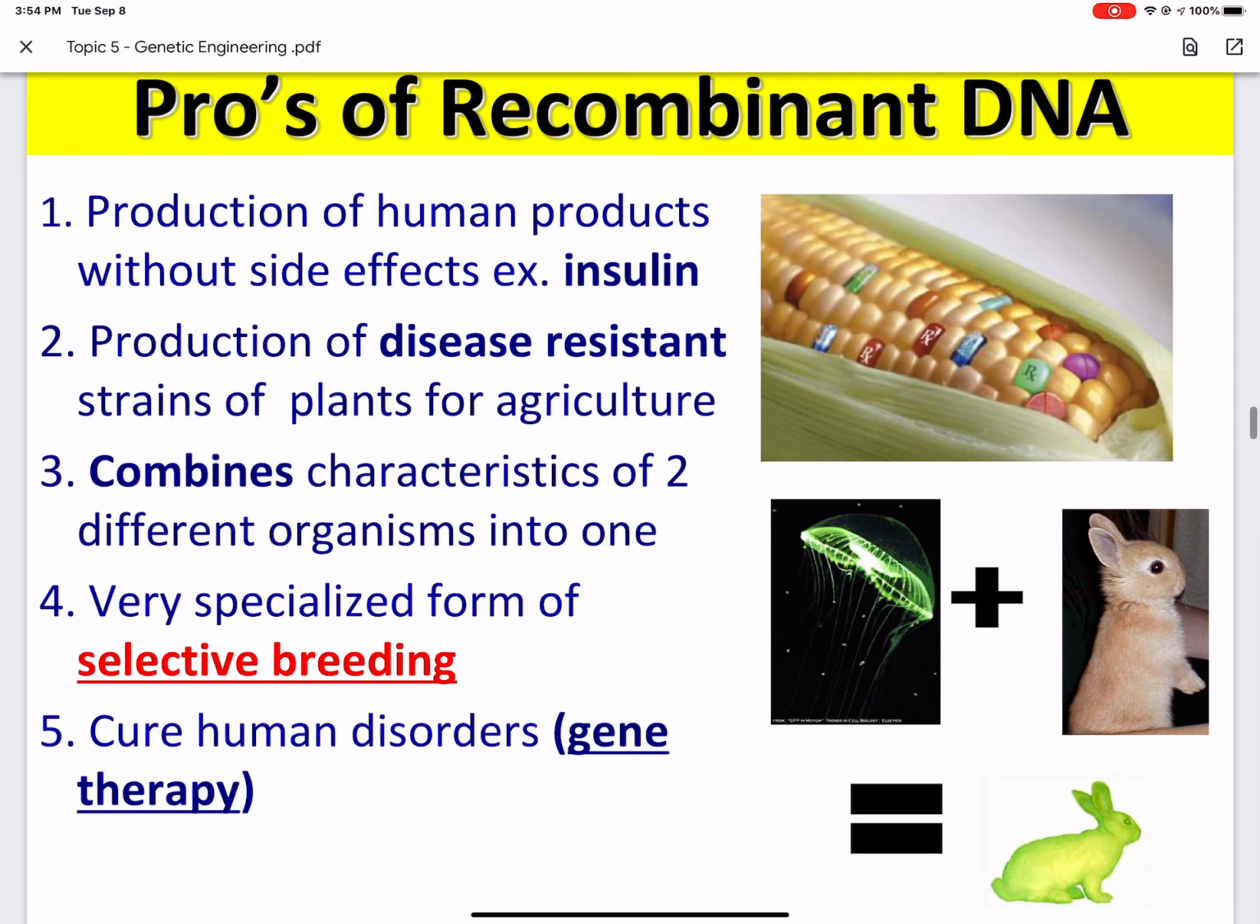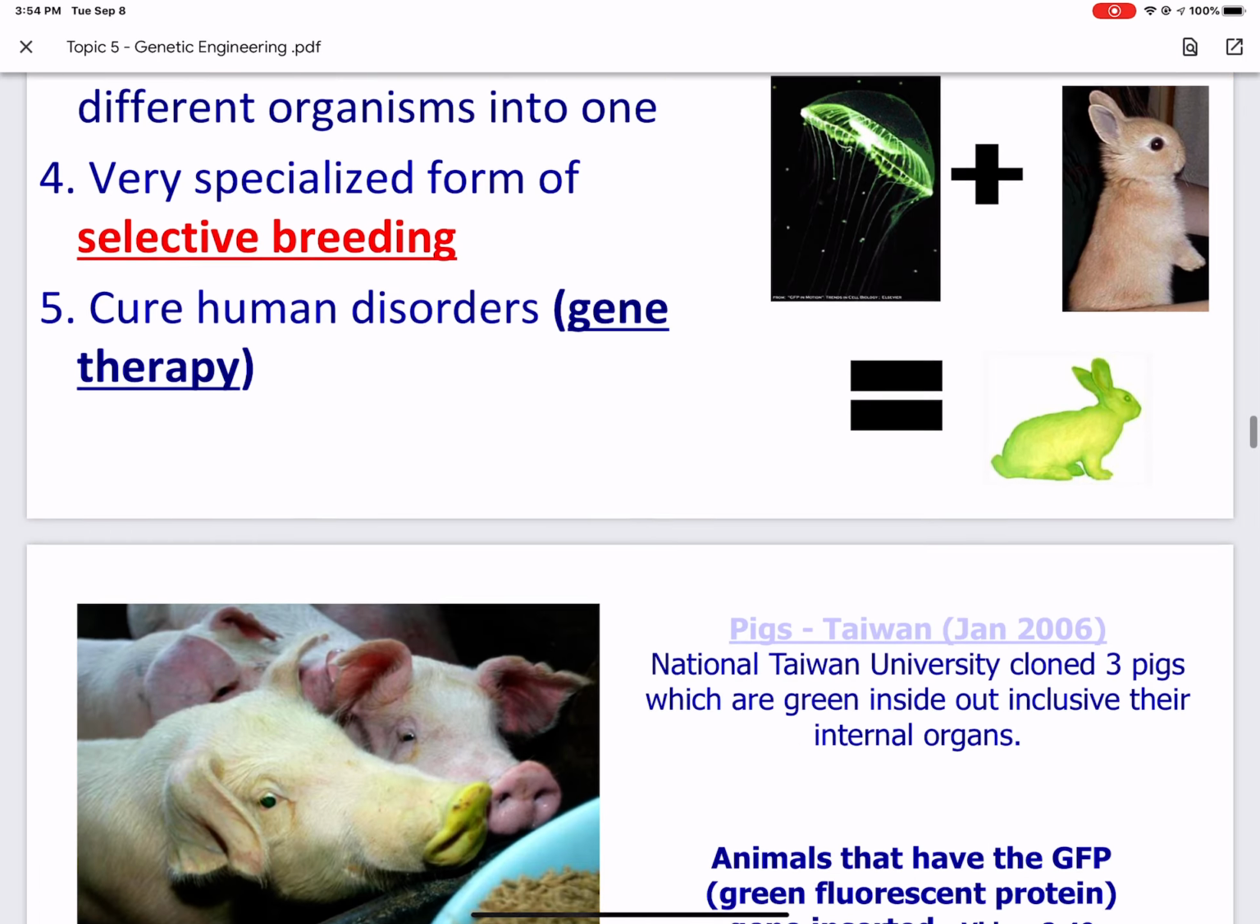If you have any type of pet at home, it was probably selectively bred. That's how you get toy breeds. So for example, a toy poodle or a toy schnauzer. They do this in farming all the time for cows, to selectively breed the cows that produce the most milk. And then the last one, number five, cure human disorders. That's gene therapy, so cutting out genes and putting new ones in.